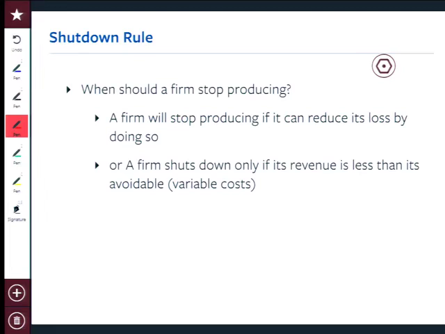I said the firm has to decide two things. It has to decide, should it produce Q star at all, right? So I know what the most money is that I can possibly make, but what if that profit amount is actually negative, right? What if I'm losing money at Q star? Should I produce Q star, or should I shut down production completely and not produce at all?